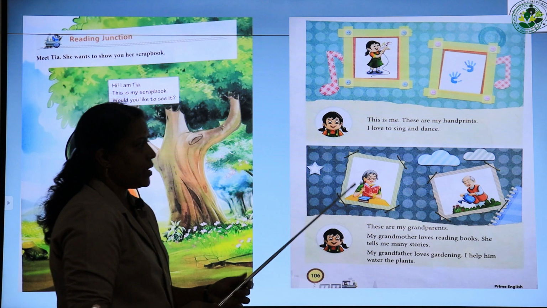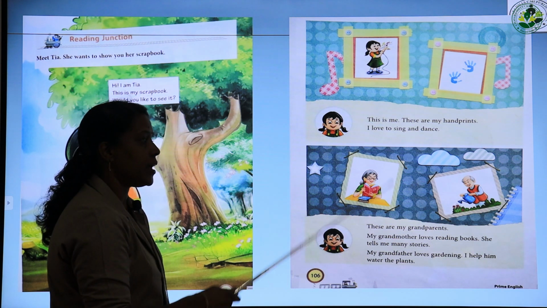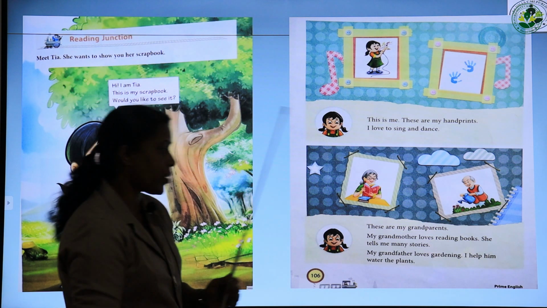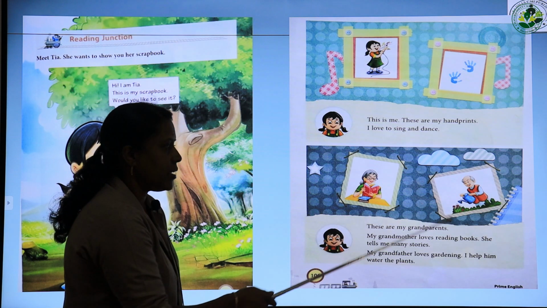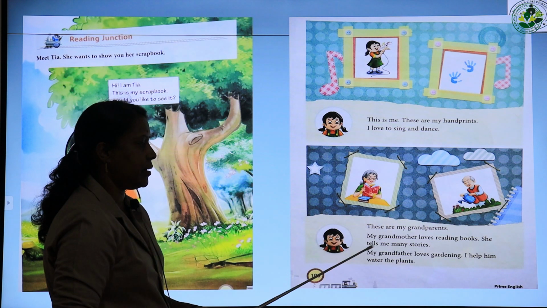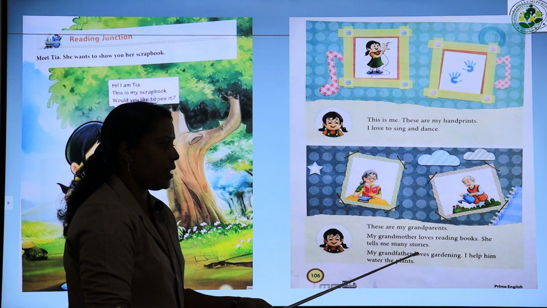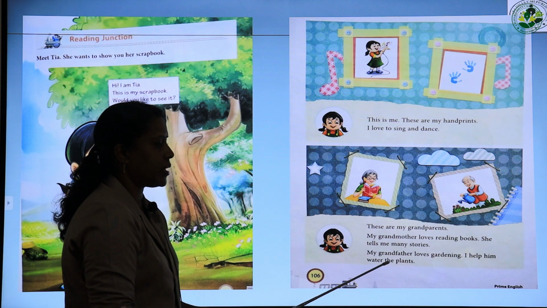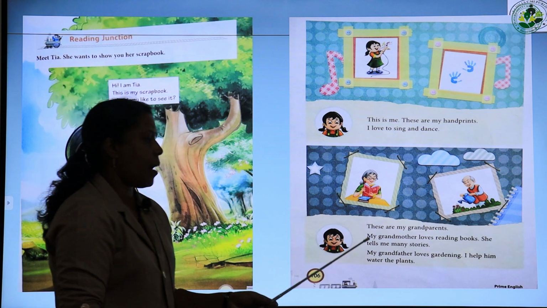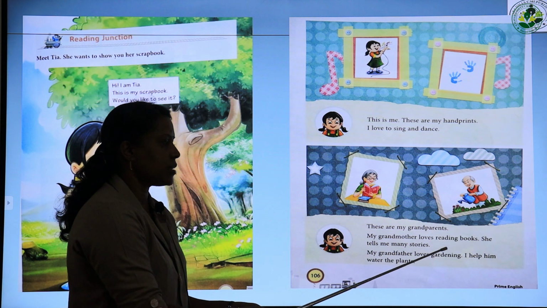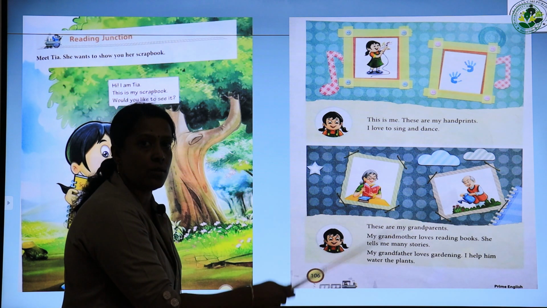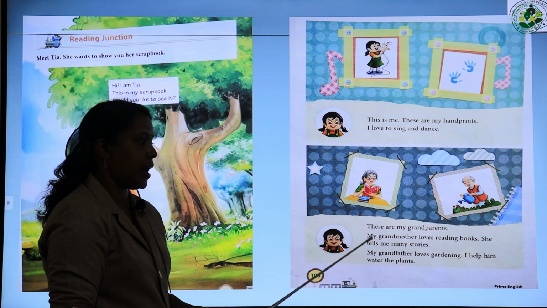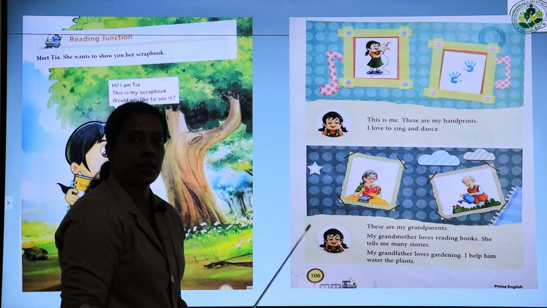Okay. So, here Tia's grandmother loves reading books. She tells me many stories. Look at the next picture. This is Tia's grandfather. My grandfather loves gardening. I help him water the plants. Tia's grandfather loves gardening. Tia helped him to water the plants.